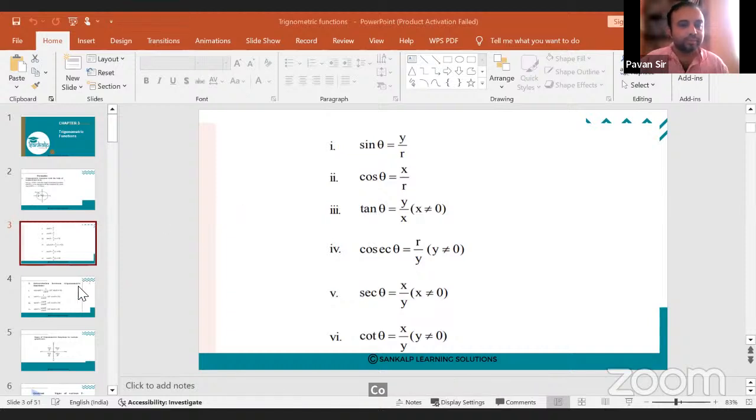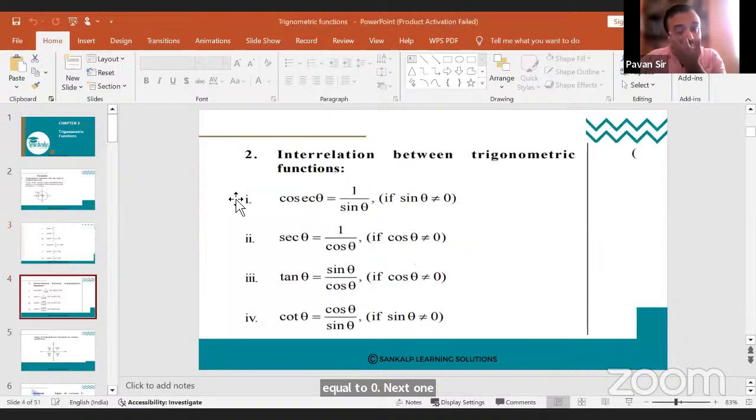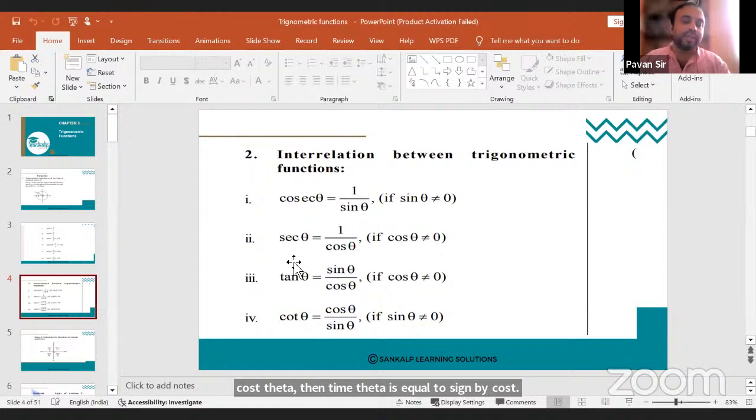Next one, that is the interrelation between the trigonometric functions. I hope you know all these things, because right from 10th standard we are learning this. Cosec theta is equal to 1 by sine theta. Sec theta is equal to the inverse of cos theta, that is 1 upon cos theta. Then tan theta is equal to sine by cos. Cot is the inverse of tan, that is 1 upon tan, which is nothing but cos upon sine.